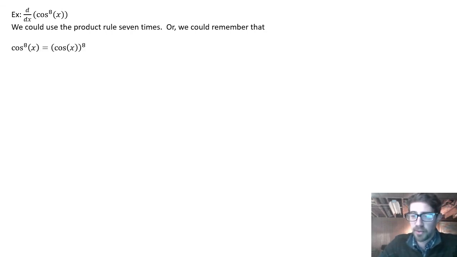So that's what that really means, right? Cosine to the 8th of x really means cosine of x, to the 8th. If you write it like that, you don't have to, but if you do, it's more obvious that the exponent is the outer thing, right? That the power of 8 is our f, our outer function, and then cosine is the inner function. If you see it the first way, that's not as obvious. It's just notation.